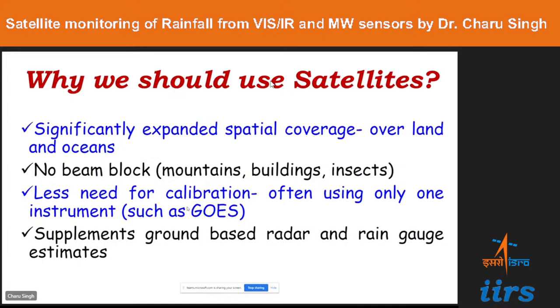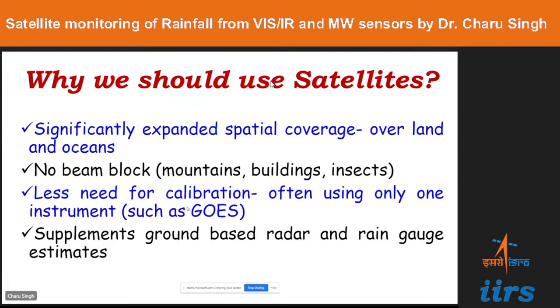So if we use the satellite data sets, as shown in the picture also, it significantly expands spatial coverage over land and ocean both, which is not possible in the case of the radars and the rain gauge data sets. There is no issue of beam block. This particular issue we face when we use the radar data sets. There is no interruption because of the mountains, buildings, or insects, because we are monitoring the rainfall from the top or from space.